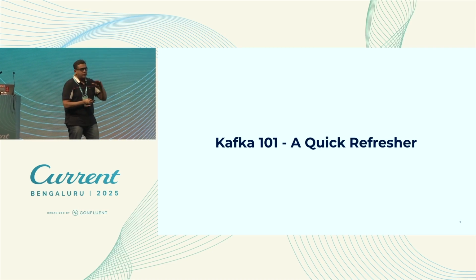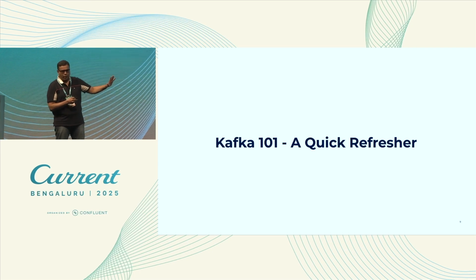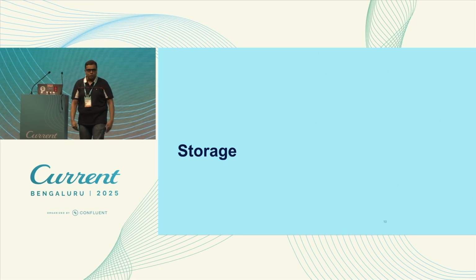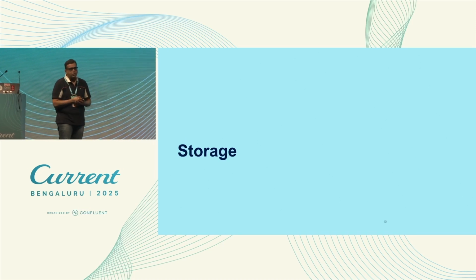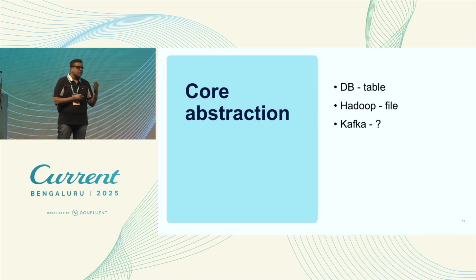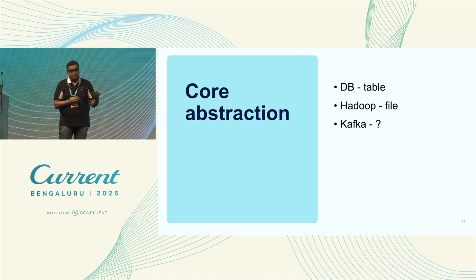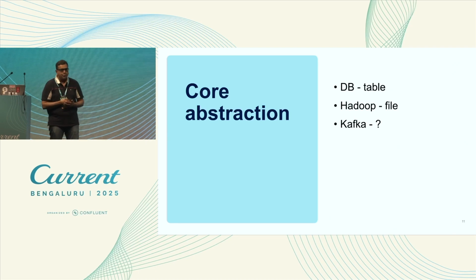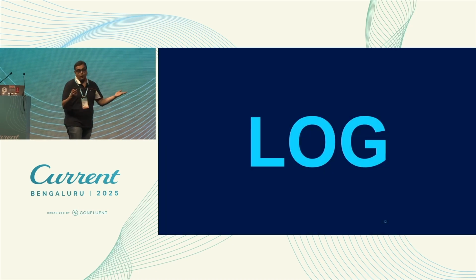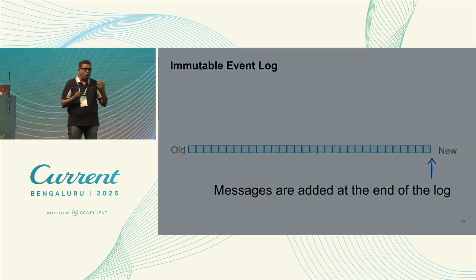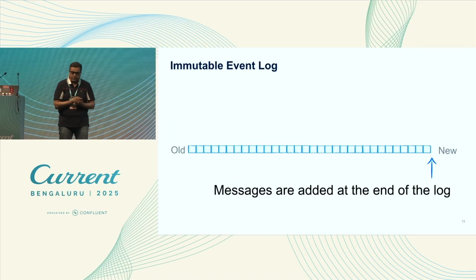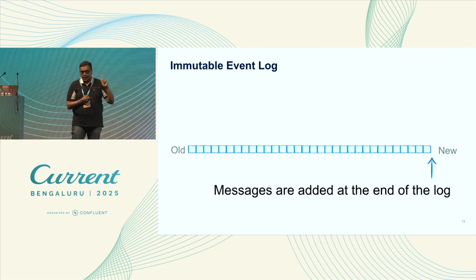But before that, let's set the stage quickly with a Kafka 101. Very, very quickly, let me run through it. Kafka lets you store your stream. So it's a streaming storage framework. Just like there is a table for a database, and files for Hadoop, as the core abstraction, for Kafka the core abstraction is the log. It's a log which is immutable, and it is distributed across brokers or servers, and new messages are added at the very end.